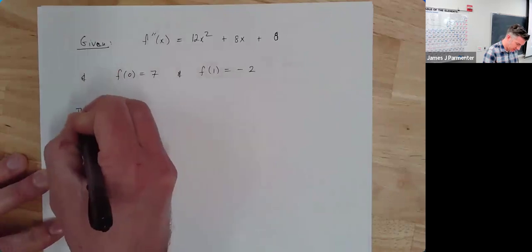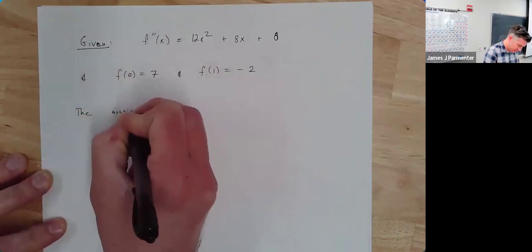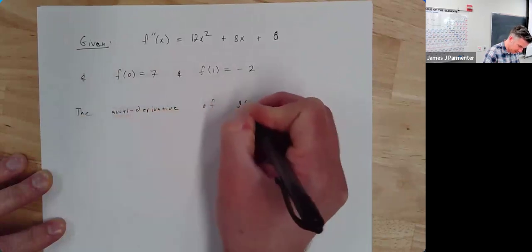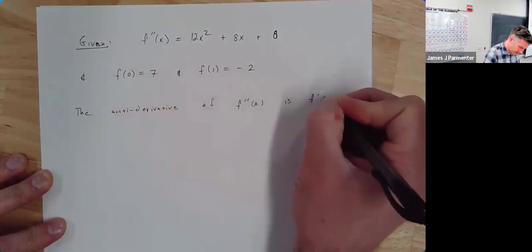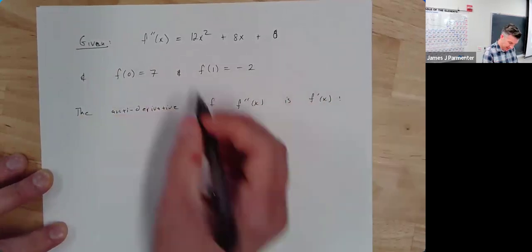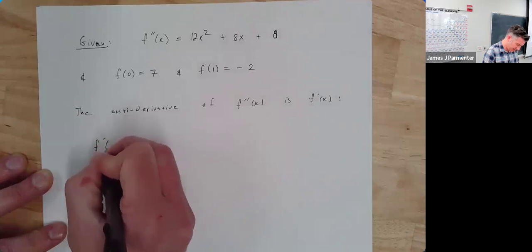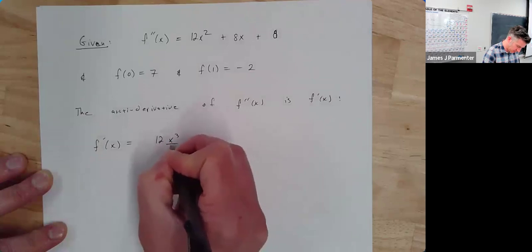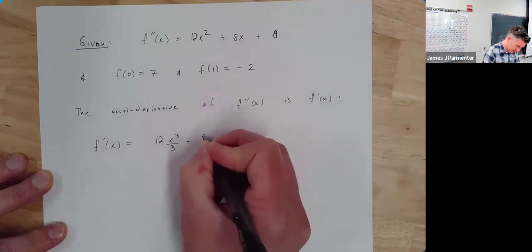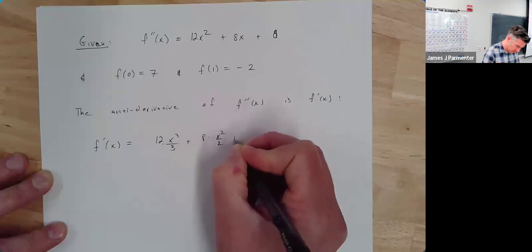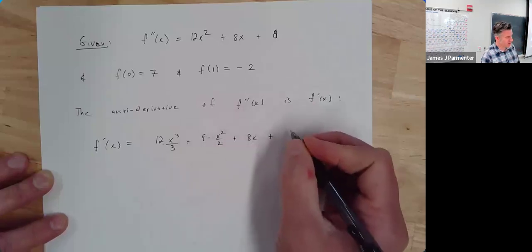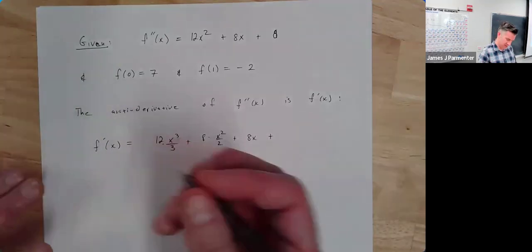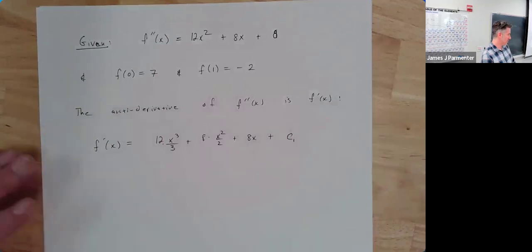So the antiderivative of f double prime of x is f prime of x. So I'm going to antidifferentiate this. So the antiderivative, which is f prime, is going to be 12 times x cubed over 3 plus 8 times x squared over 2 plus 8x plus, we know we're going to end up getting two constants here. I usually like to use C and D, but I feel people generally prefer C1 and C2. So let's call this one C1.